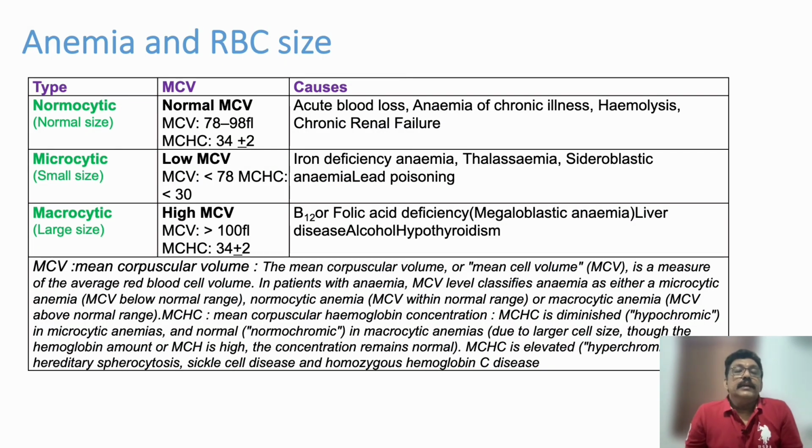Now, depending on the RBC size, we have seen all these things in detail previously. Normocytic, microcytic, macrocytic, all are dependent on the MCV levels. According to the MCV levels, if it is small, it is microcytic; large, high, it is macrocytic; normal, it is normocytic. There are different causes that we have seen in detail in the previous slide.